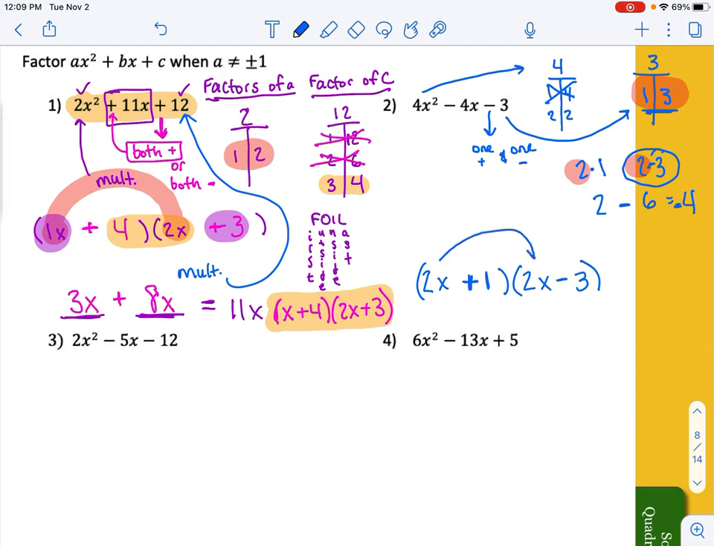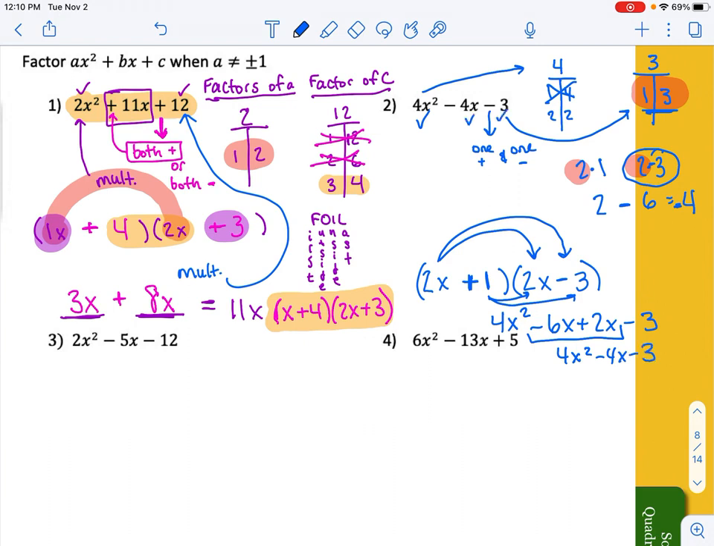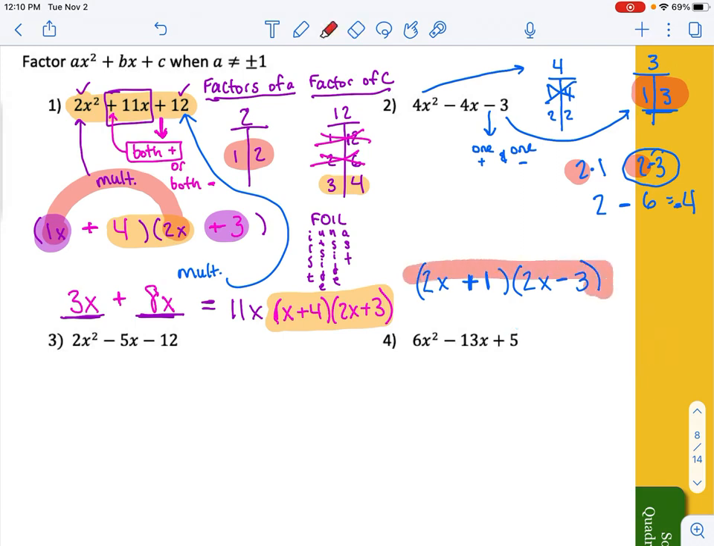If you checked by foiling your first times your first, you'd end up getting 4x squared. So that checks out. Then you take your outsides multiplied, you get -6x. You take your insides multiplied, you get 2x, and then you multiply your last, you get -3. By combining like terms, you'll notice that our whole problem checks out. We can get back to standard form. So that's just a way to check your work if you want to. Your actual solution is this factored form.